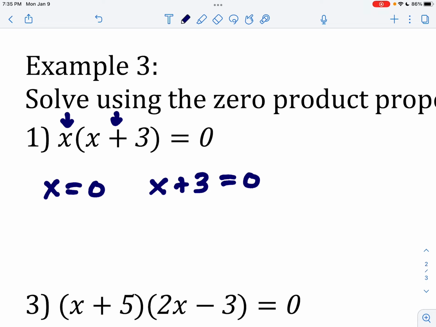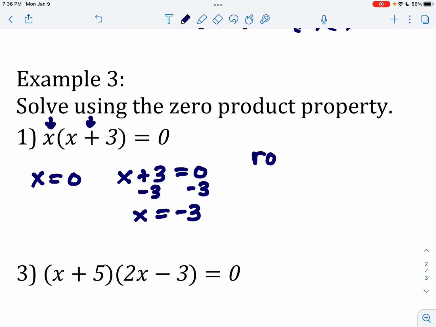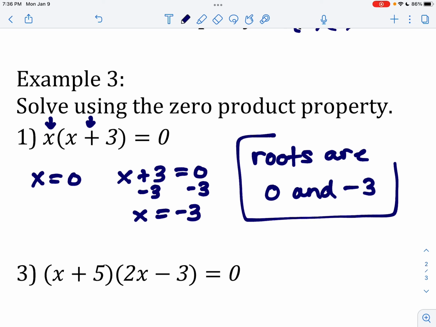So my first one, x equals 0, we know that I don't have to solve anything. But the second factor, I'm going to have to solve it for x. I need to find what x equals. So if I solve it for x, I get x equals -3. So my roots are 0 and -3. So there's your answer. Roots are 0 and -3.